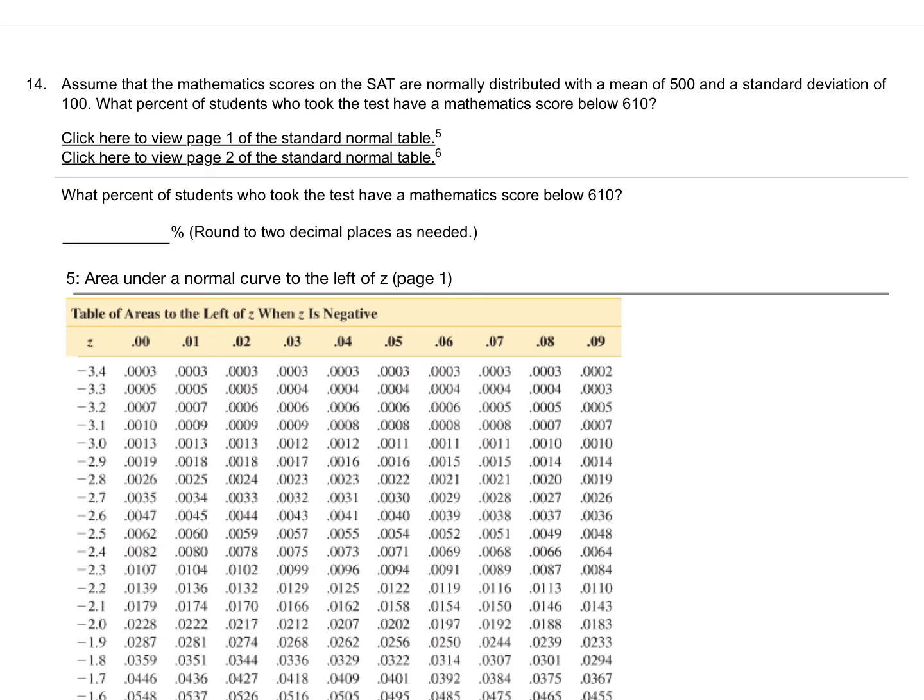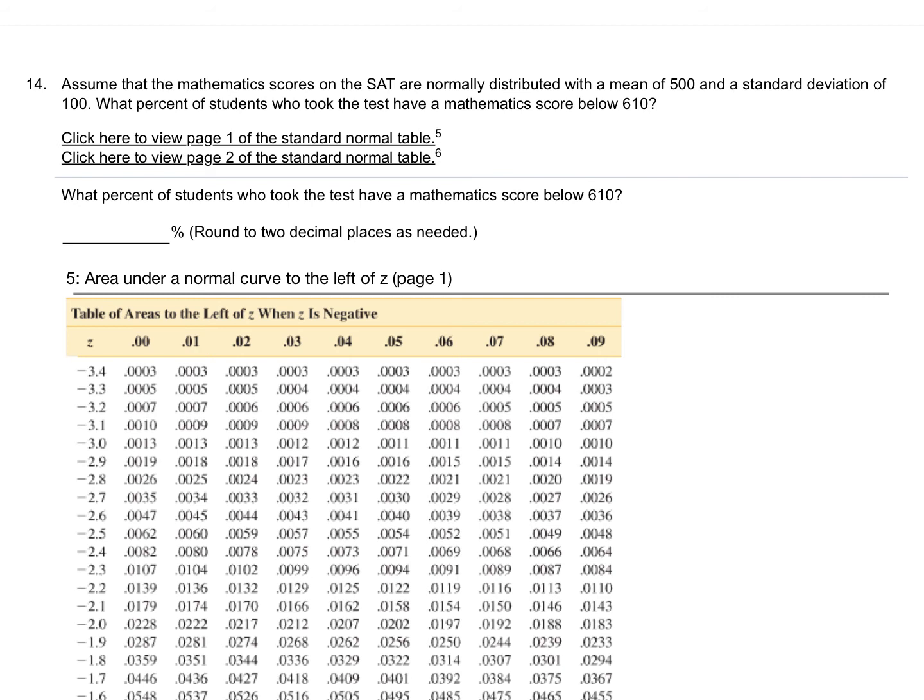All right, there's only 15 problems, so I've got 2 more to go. Assume that the mathematics scores on the SAT are normally distributed with a mean of 500 and a standard deviation of 100. What percent of students who took the test have a mathematics score below 610?